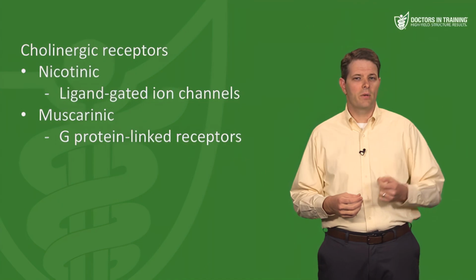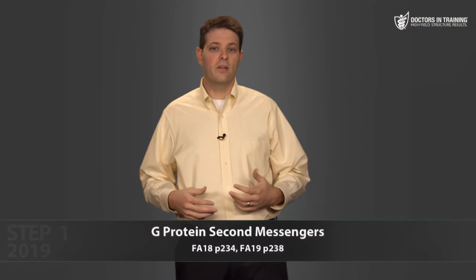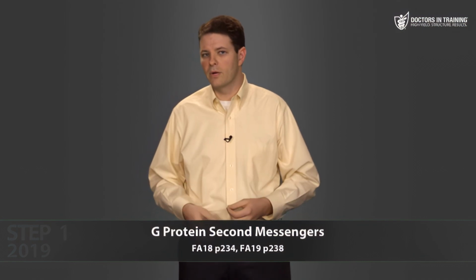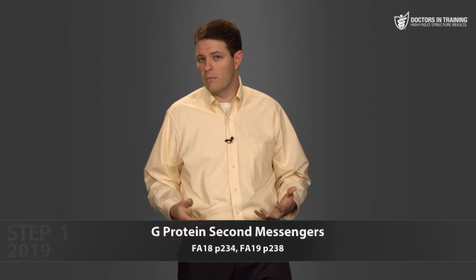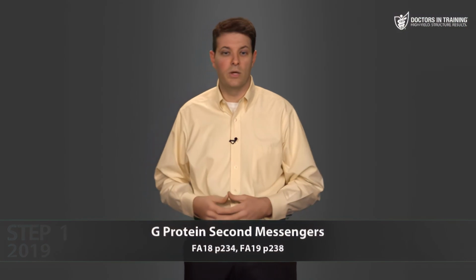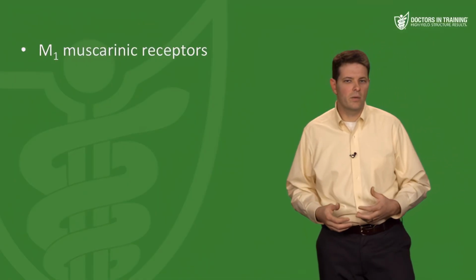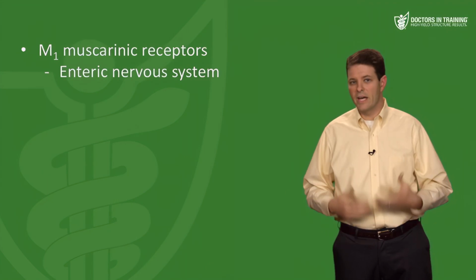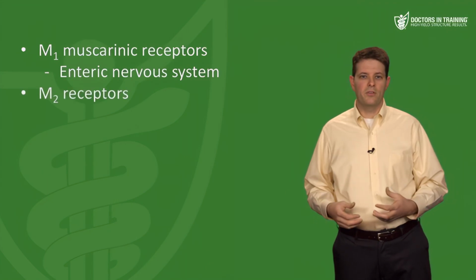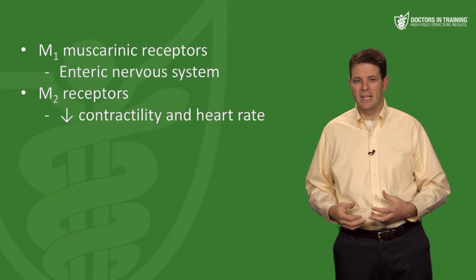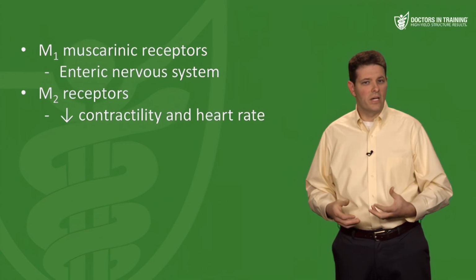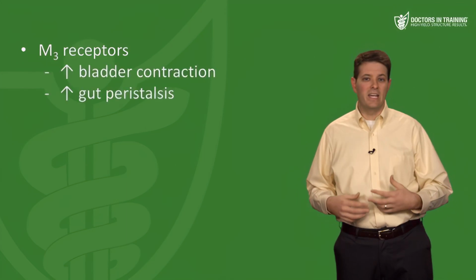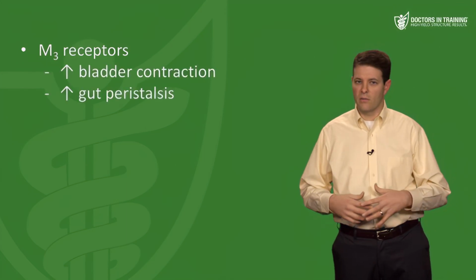So let's talk about muscarinic receptors for just a minute. There are several subtypes of muscarinic receptors, which are M1, M2, and M3. And actually there's also M4 and M5, but we're just going to focus on M1, M2, and M3. The M1 muscarinic receptors are found in the enteric nervous system, where they help the gut rest and digest. M2 receptors are going to decrease cardiac contractility and decrease the heart rate at the SA node.